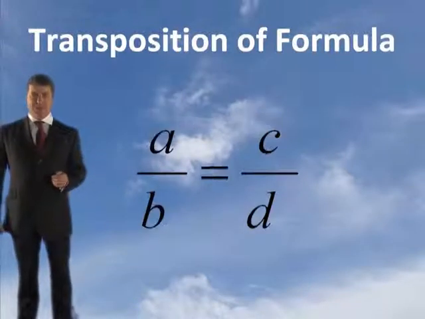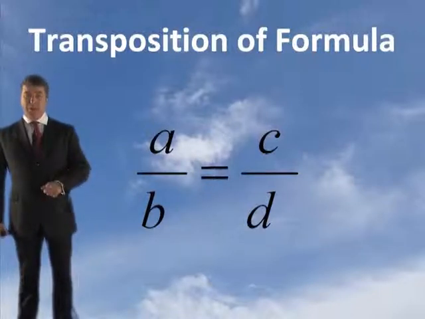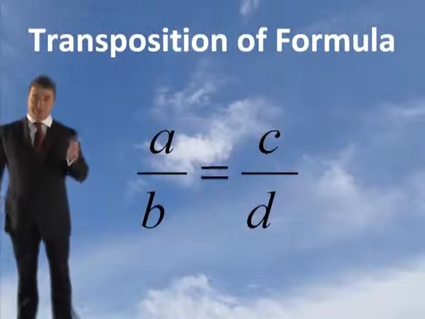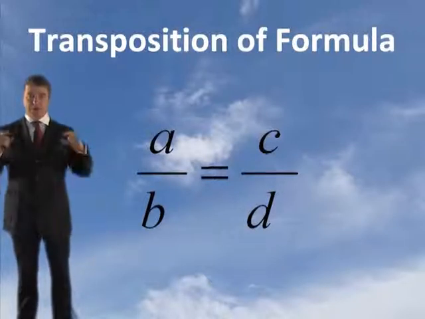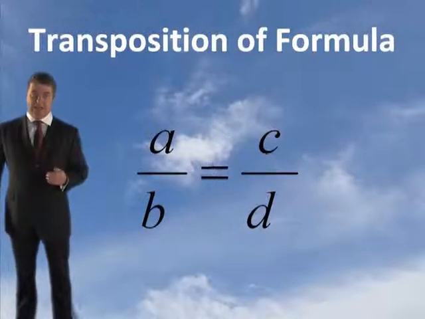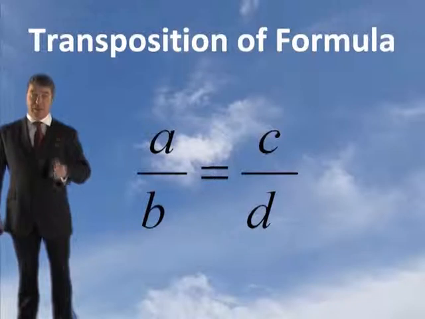Let's transpose this one now, but I want you to express it in terms of D. Now the main problem here is that the D is at the bottom, and we've got to bring it up to the top first. We need to bring it up to the top before you can do anything with it. So that's the first thing you've always got to do. If it's at the bottom, bring it to the top. Well, how do you do this? Well, you multiply both sides by D, and that gives you this.